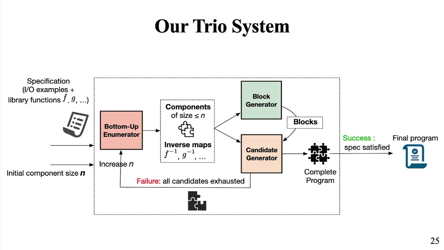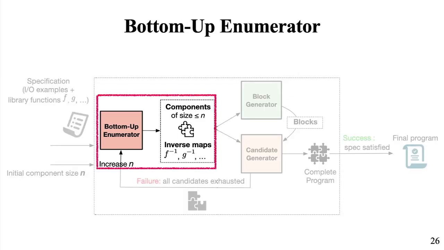Given these blocks, the candidate generator explores the space of recursive programs in a top-down manner, pruning the space using the blocks. If a solution cannot be found, that means we need more components. The integer n is increased, and the bottom-up enumerator now additionally generates larger components, and the entire process is repeated until a solution is found. I will explain each module in more detail.